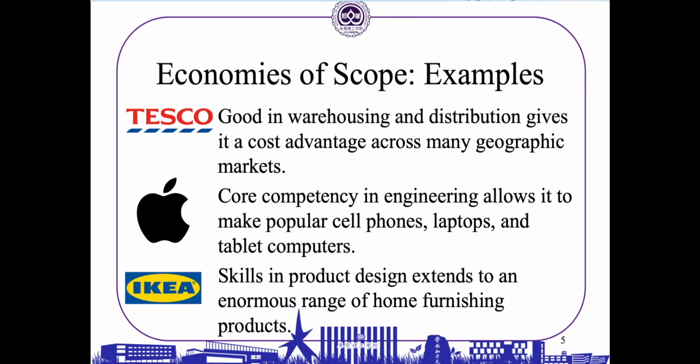IKEA, the world's largest furniture retailer, makes almost all items of furniture in its unique and consistent style. It might cost IKEA more to buy the beds than to make them itself. The economies of scope is one of the reasons why Apple uses chips designed by itself rather than, like competitors, buying chips from Qualcomm.